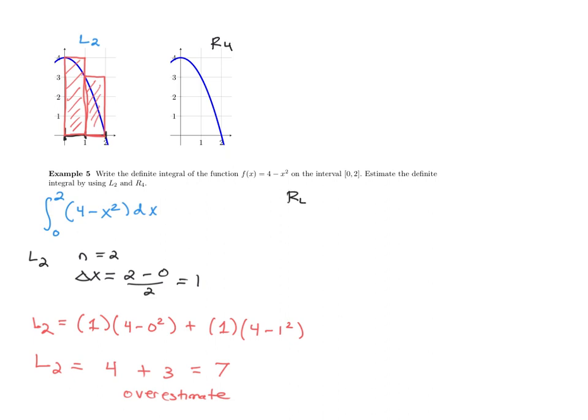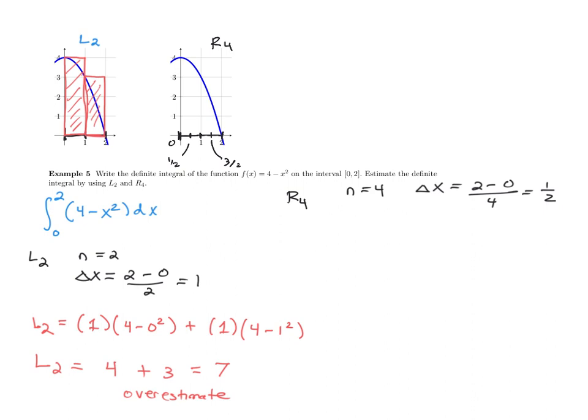Okay, so for r sub 4, we're using n equal to 4 rectangles, and that means we're dividing the interval from 0 to 2 into 4 equal parts. So that's 2 over 4, and that is 1/2. So we're starting at 0. I'll then go to 1/2, then to 1, then to 3/2, and then finally we'll end at 2.